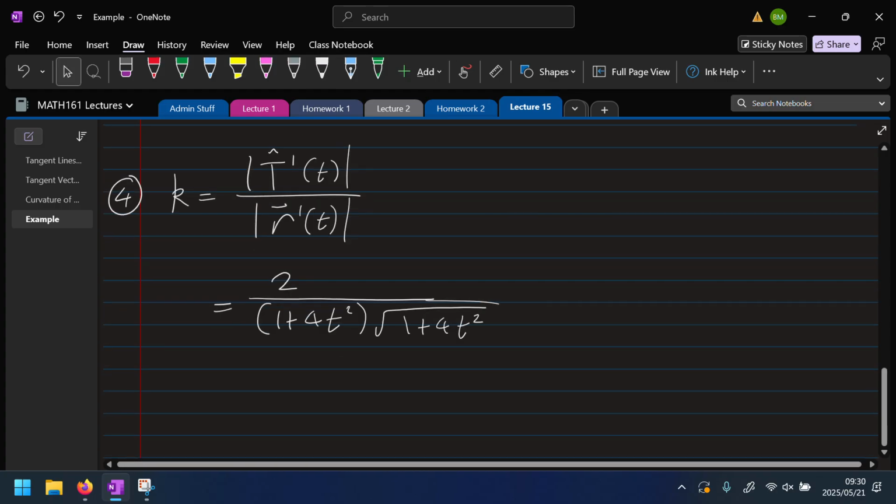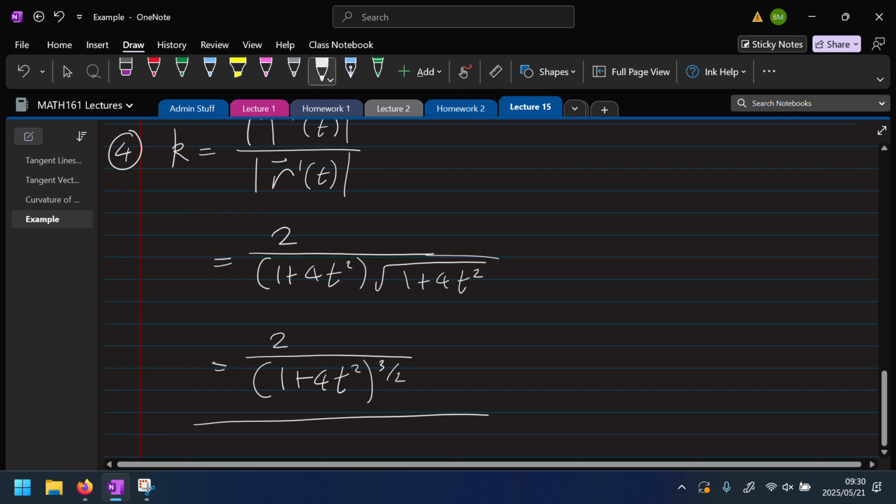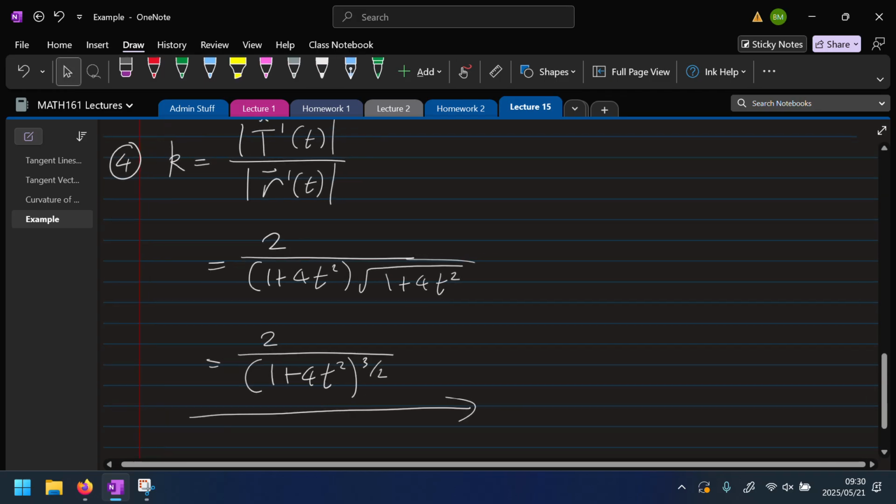Then we can combine the bottom together. So that's going to be 2 over (1 plus 4t squared) to the 3 over 2. Right, that's just the 1 plus the half. We get 3 over 2. Okay, so that is the curvature.